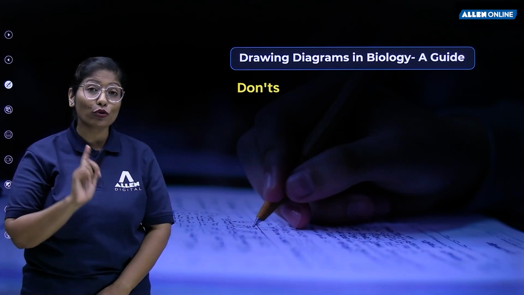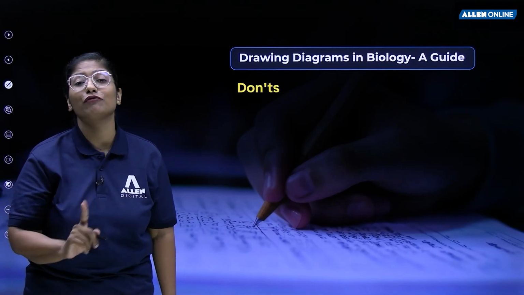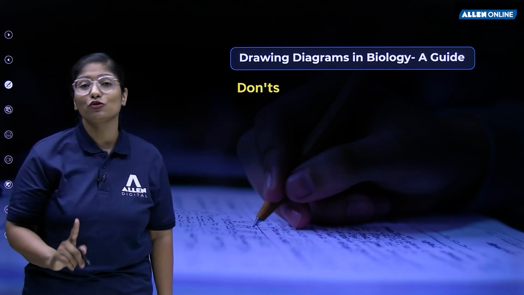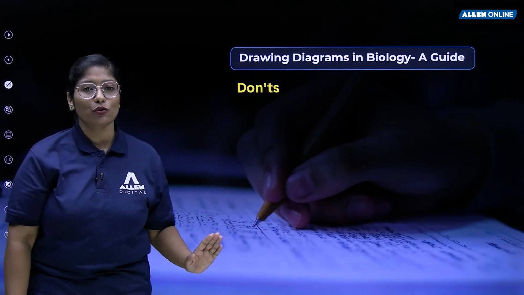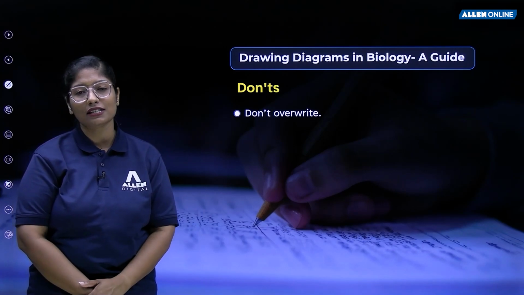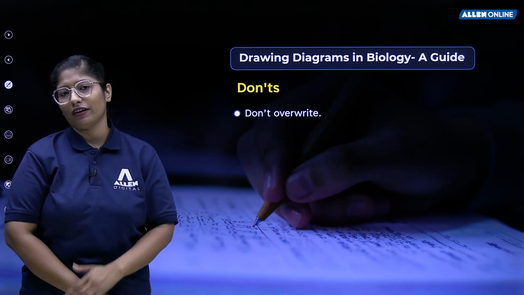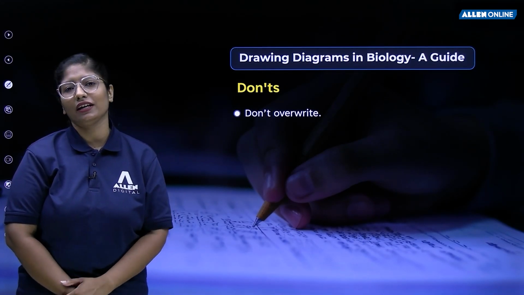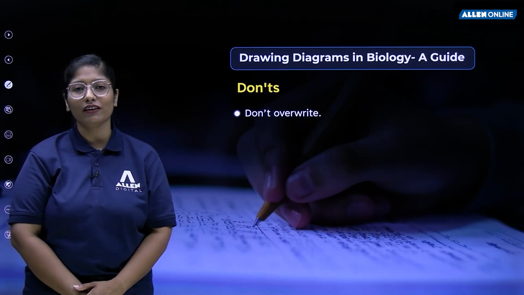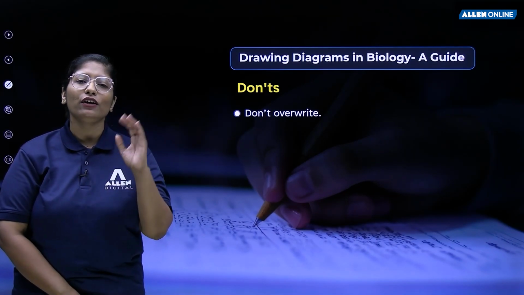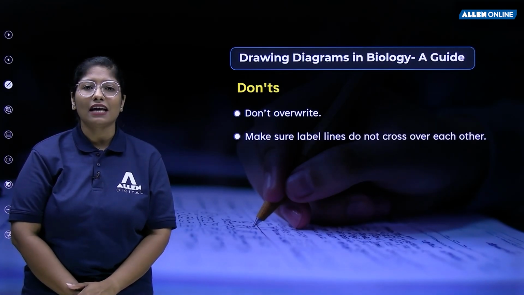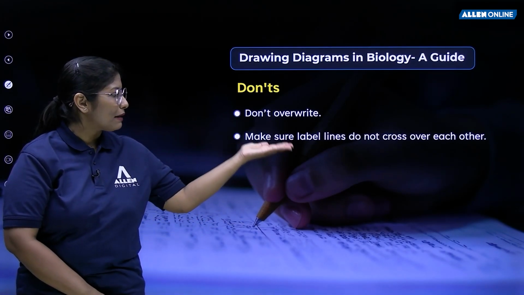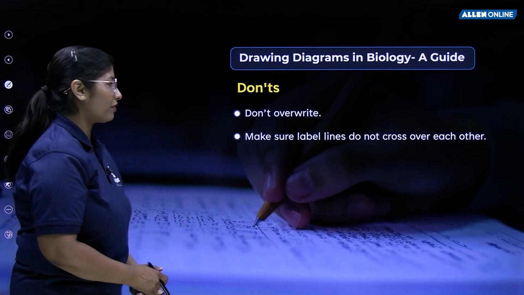Now there are some don'ts which you don't have to do. So you should remember these don'ts also, okay? Try not to make the mistakes, okay? So here the first point is that you should not overwrite. Don't overwrite in your labelings, okay? Whenever you are labeling, try you are labeling it properly. Don't overwrite the things.